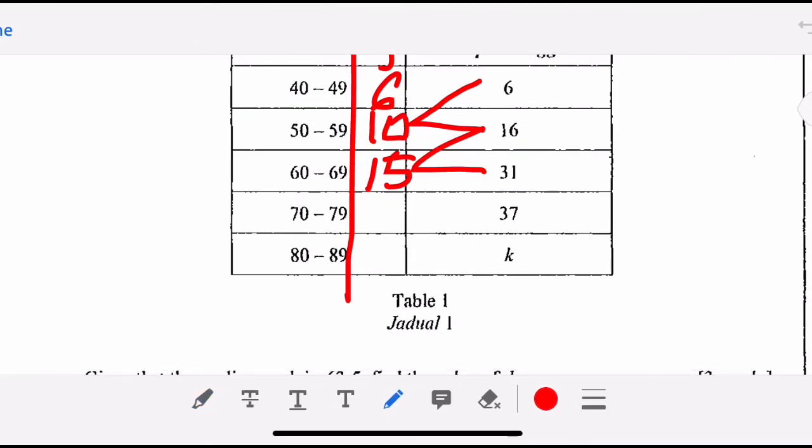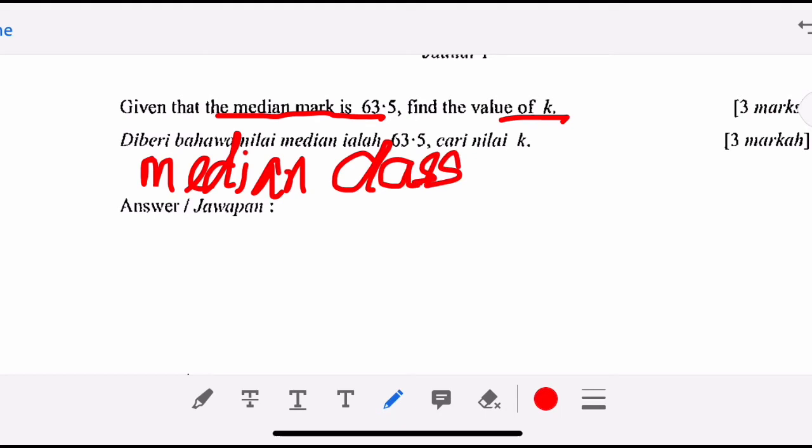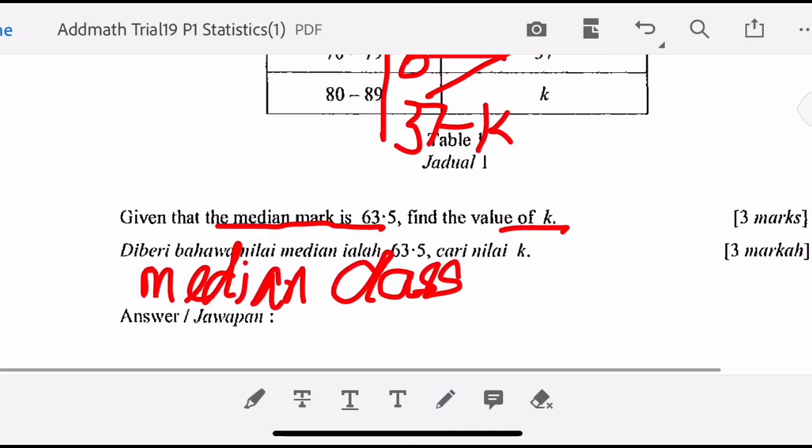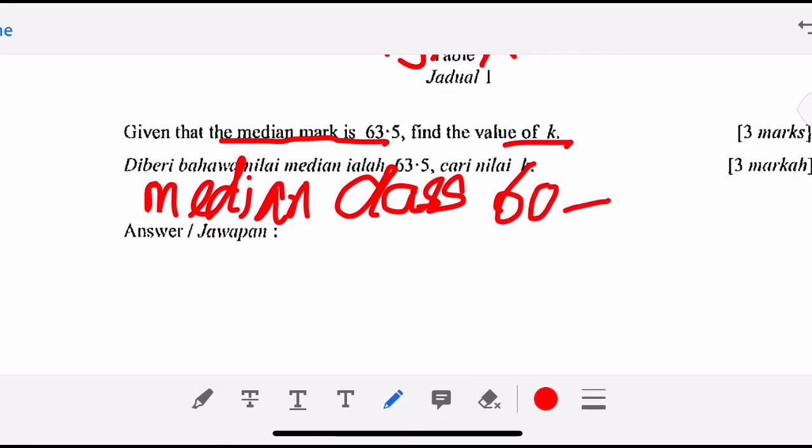And then 31, you plus what to get 37? Of course, plus 6, so that means the frequency is 6. Now let's say you are given a median of 63.5, and you are asked to find the value of k. The median class is where 63.5 lies, between 60 to 69. That's how you identify your median class.